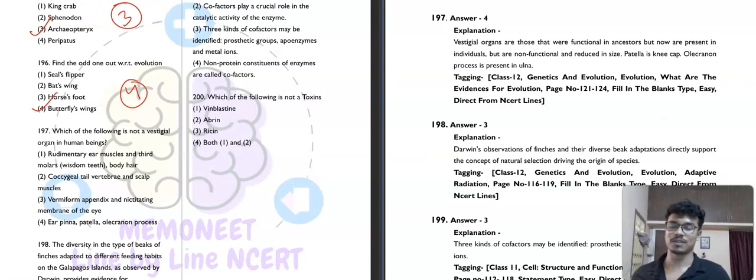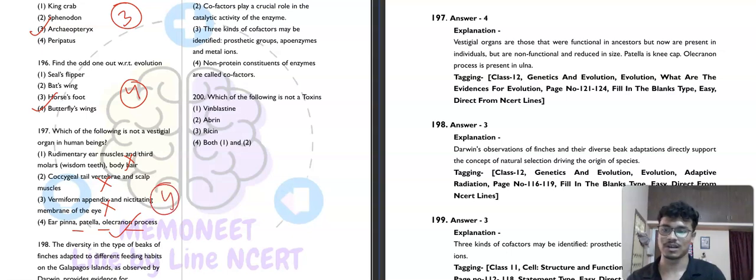It is saying that which of the following is not a vestigial organ in human beings? Rudimentary ear muscles and third molars, wisdom teeth, coccygeal tail vertebrae, scalp muscle, vermiform appendix, the nictitating membrane. Ear pinna, patella, olecranon muscles, you all have these. These are not vestigial. So the fourth option will be our correct answer.